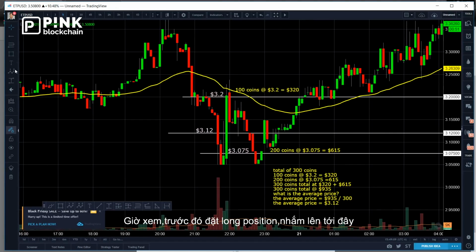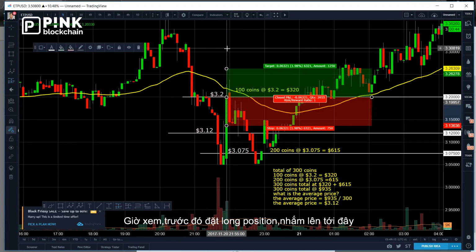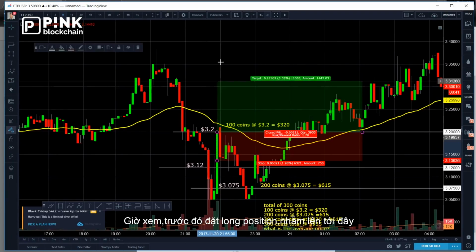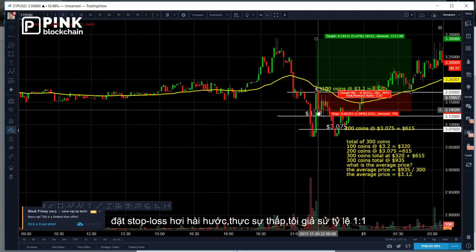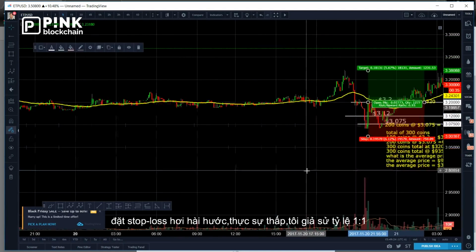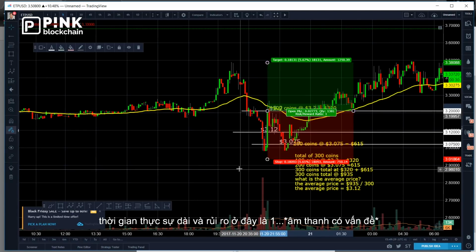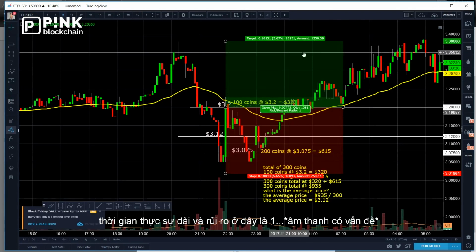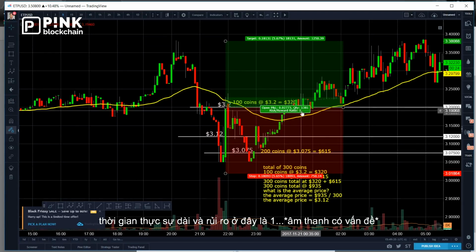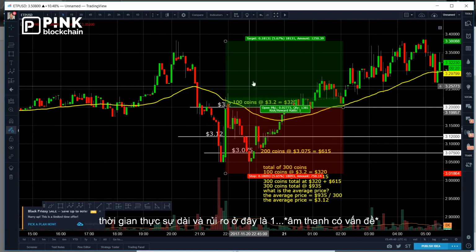So before, guys, this is what you were looking at, okay? Before, if you were in a long position, and let's say you were targeting up here, and your stop loss was somewhere ridiculous, somewhere really low. We'll just assume a 1-to-1 ratio like this, okay? 1-to-1 ratio there. It's gonna be a really, really long time, right? And the risk here is 1. Let's keep this at the exact same right there.